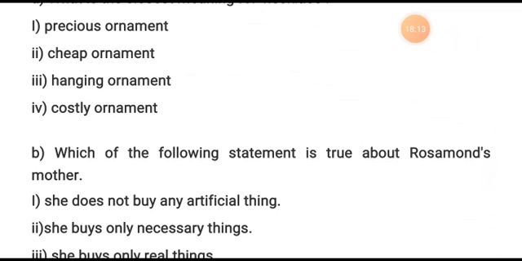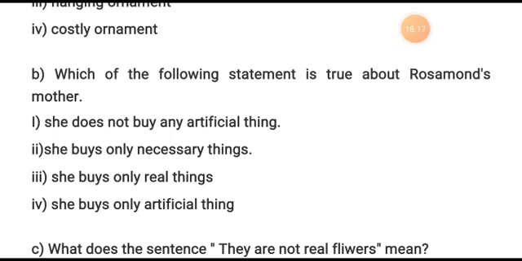B. Which of the following statement is true about Rosamond's mother? She does not buy any artificial thing. She buys only necessary things. She buys only real things. She buys only artificial things.